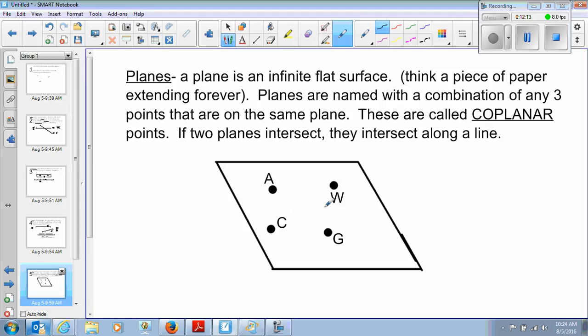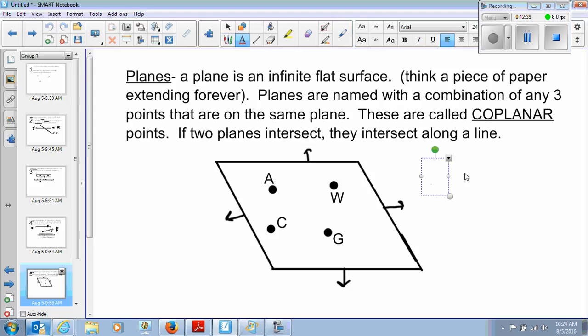So here I see 4 points that are on this flat surface. Now it's hard to draw a plane so that you can see it, but imagine this is a flat surface that extends actually forever in all those directions. It never stops. Okay, so we're extending out here forever. But here we see 4 points that are on it. I don't have to use more than 3 points. I just use 3 points.